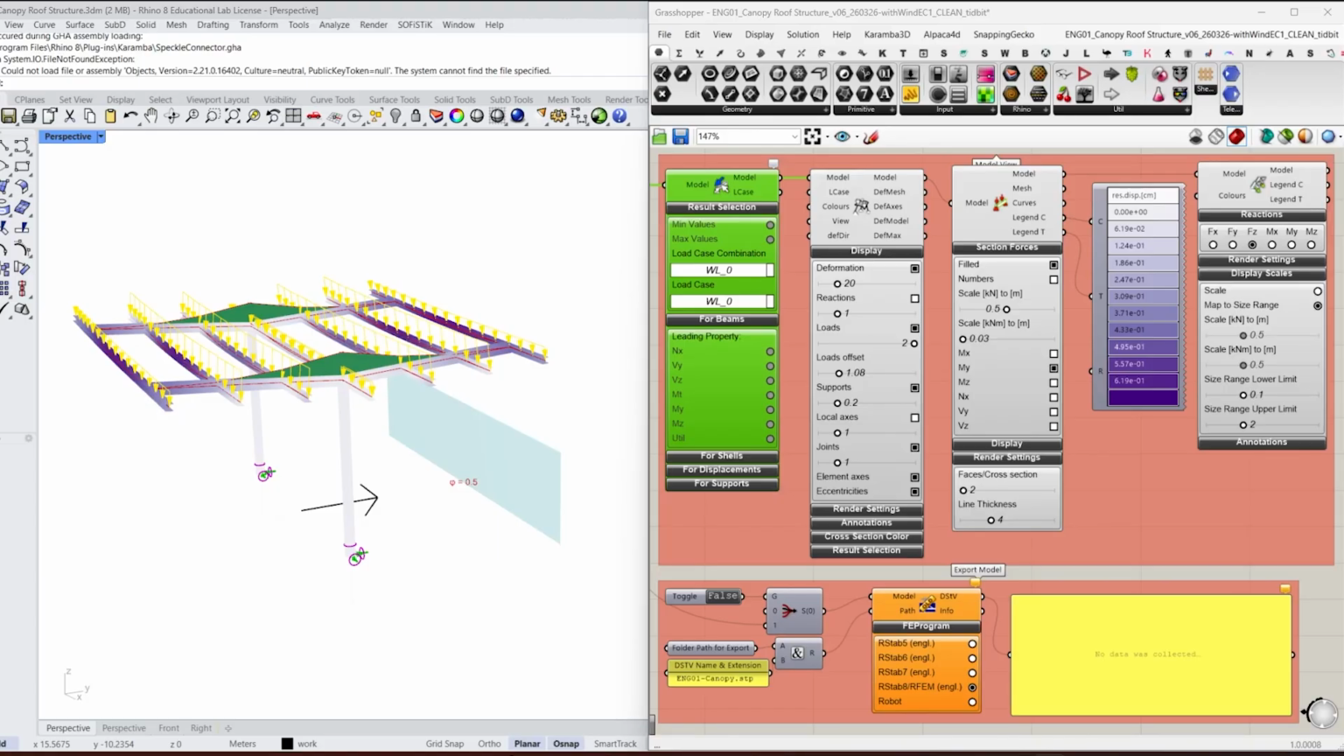Hello everyone. In this short video, I'll run through the specifics of wind load calculations as defined in the Eurocode for canopies applied to a Karamba3D example file. For the geometric definition of this example, please watch our previous video.